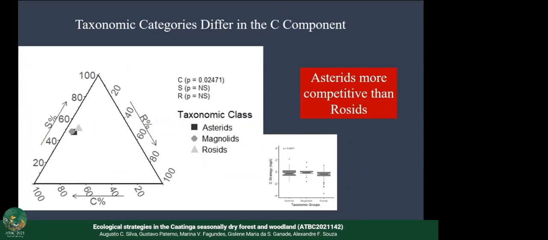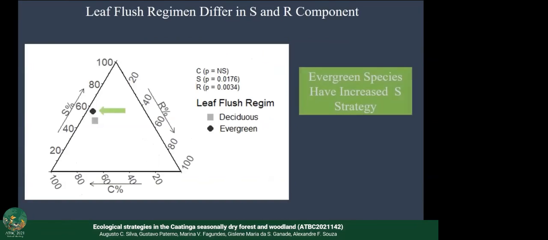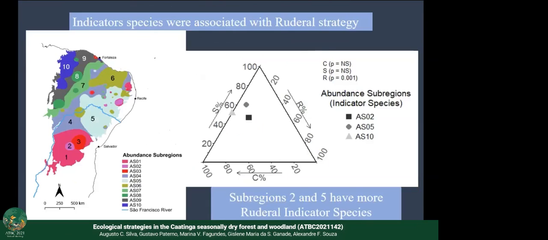ANOVA between taxonomy categories indicated a difference related to the C component, with more competitors among the asterids than the rosids and magnoliids. Wood density showed a significant relationship with the CSR strategies. Low density species showed to be more competitive than species with higher density wood. Evergreen species display increasing S strategies, and ruderal species are mostly deciduous.